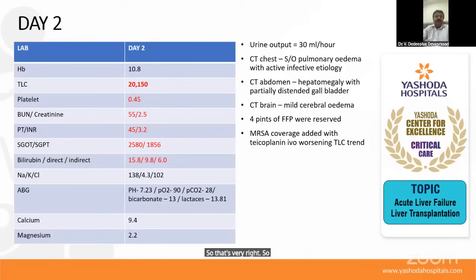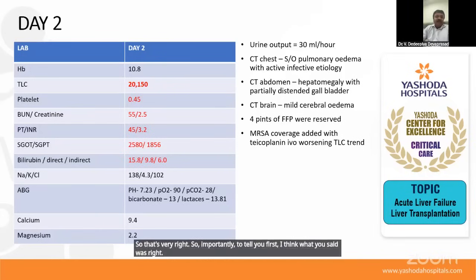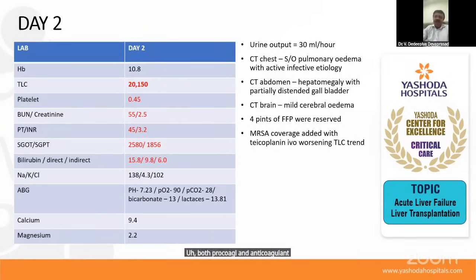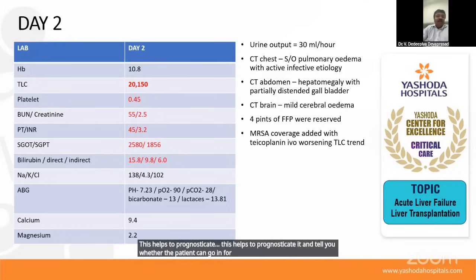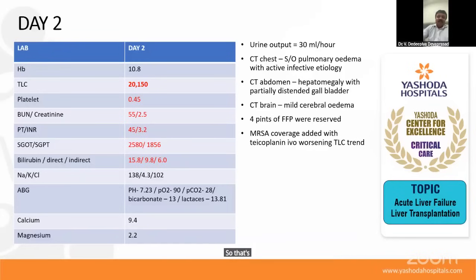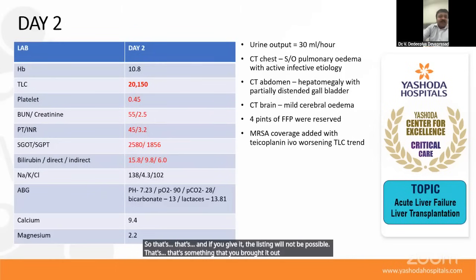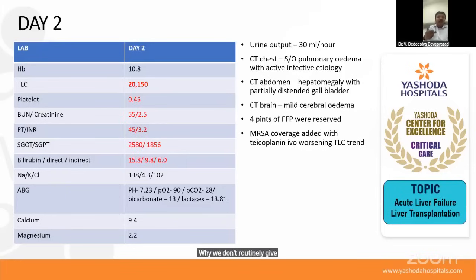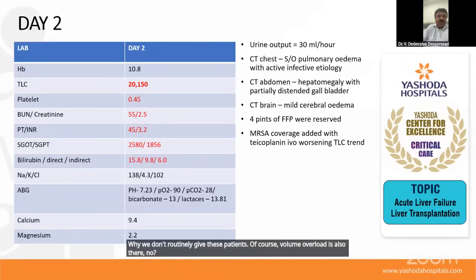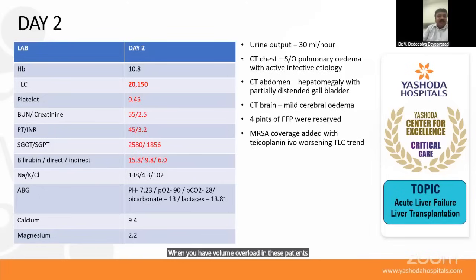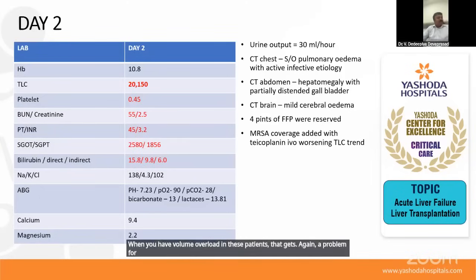So importantly, I think what you said was right. Both procoagulant and anticoagulant are balanced out, not indicated unless bleeding. But most importantly, this helps to prognosticate and tell you whether the patient can go in for a liver transplant or not. If you give it, the listing will not be possible. That's something that you brought out, and I just want to highlight that it's a very important point why we don't routinely give these patients FFP. Of course, volume overload is also there, which is again a problem for these patients.